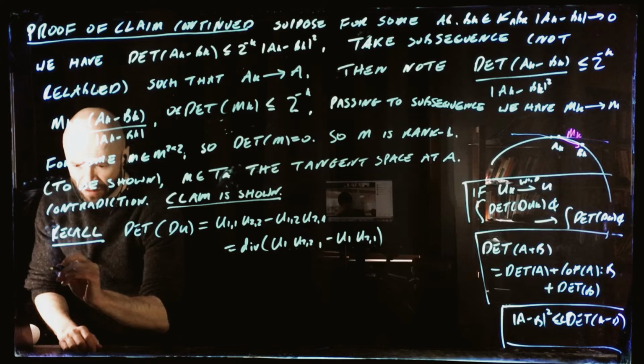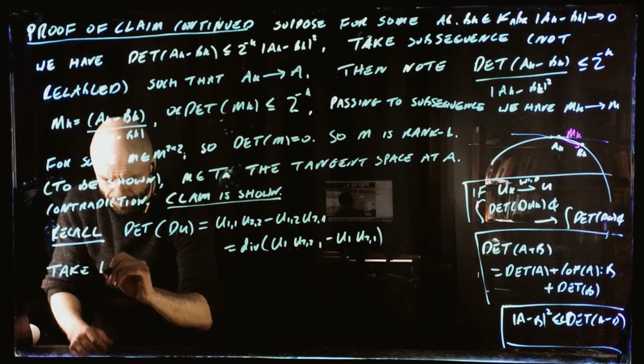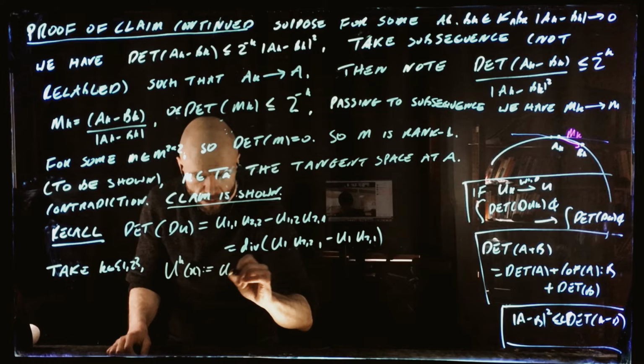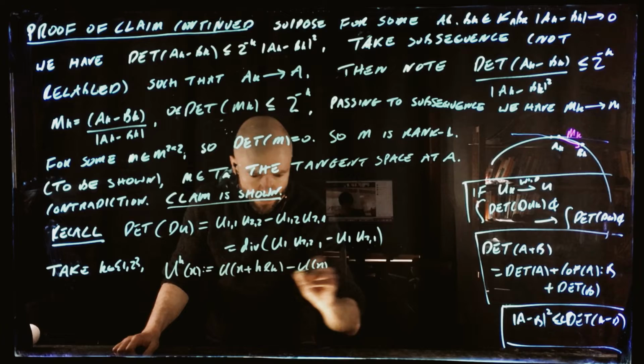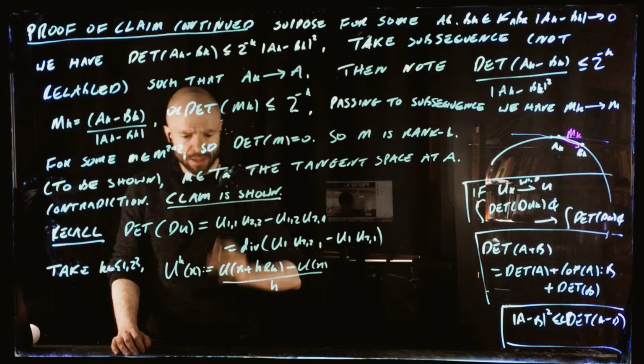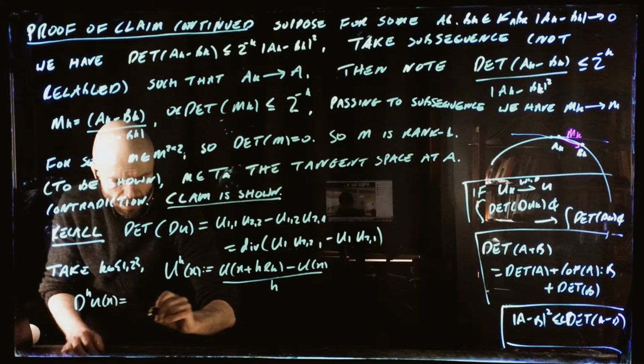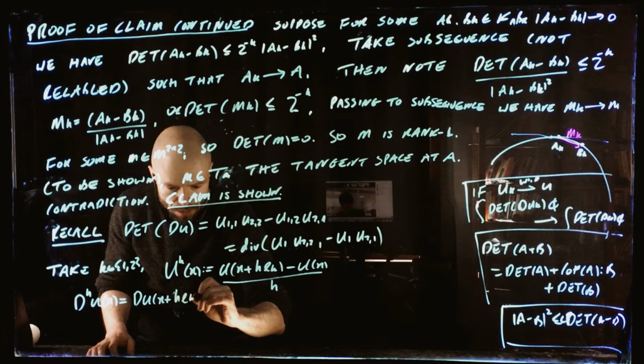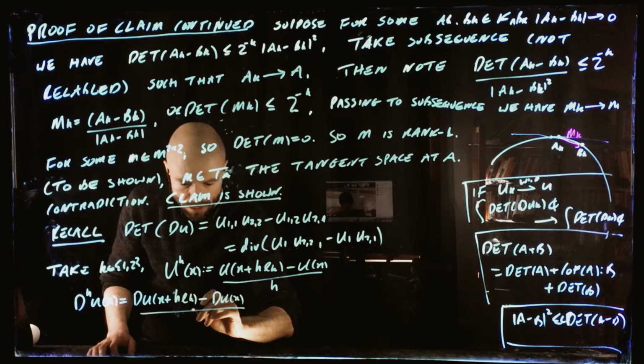So take some k belonging to 1, 2. So we're going to take some partial derivative, and we're going to define u^h of x to be u of x plus h e_k minus u of x over h, like this, okay? So if we take the gradient of this guy, then it's the gradient of this. Like this, yeah. That's an h, the superscript here.